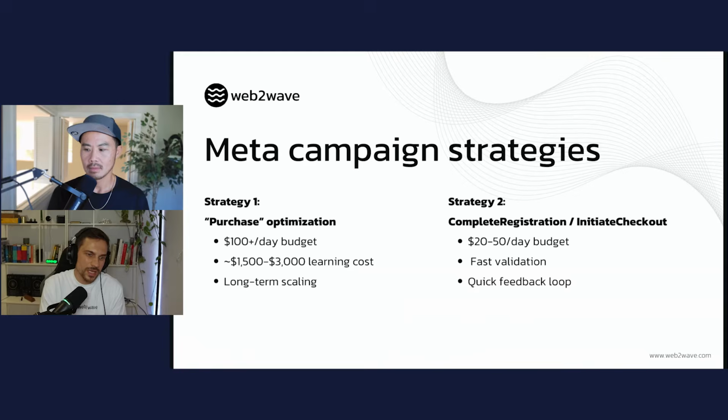You can even start with 2 campaigns at the same time. One will be for the purchase and one for complete registration, and you will see which performs better. Usually the complete registration on small budgets performs better in the beginning. So you can spend maybe a week, maybe 10 days, with a $50 a day budget, and you will educate your pixel, and then you will scale it.